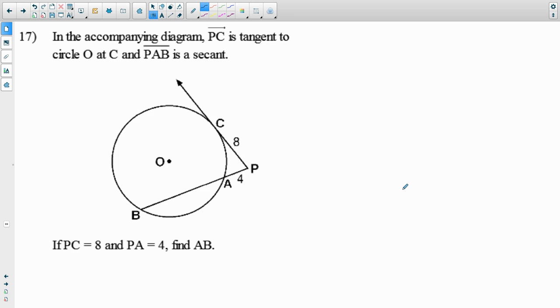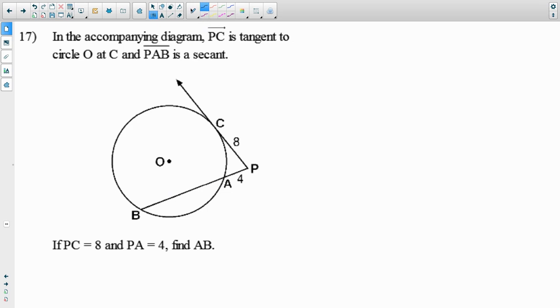And our last problem of this video lesson: in the accompanying diagram, PC is tangent to circle O at C. PAB is a secant. If PC is 8, in this problem they put it there for me, and PA is 4, they put that in for me, find AB. So here's a problem where there's several different ways we can go about it. So I'm actually going to do this problem 2 times.